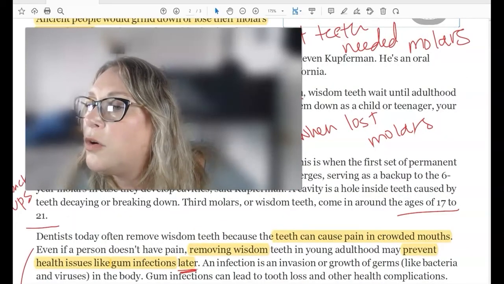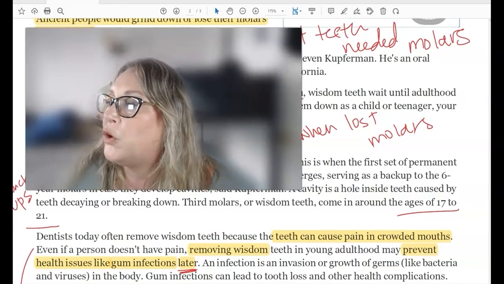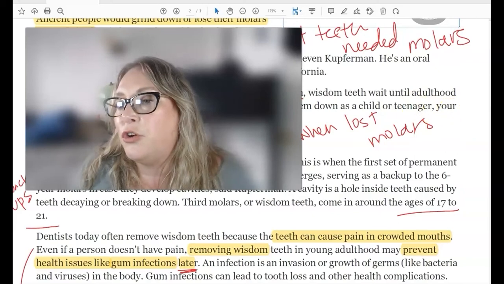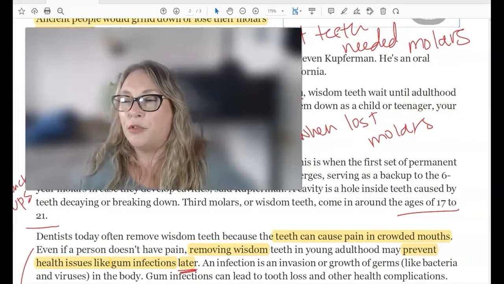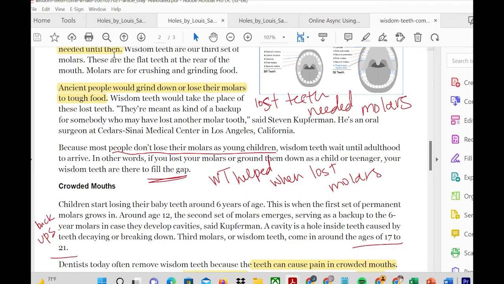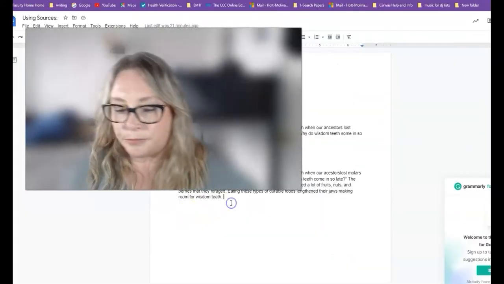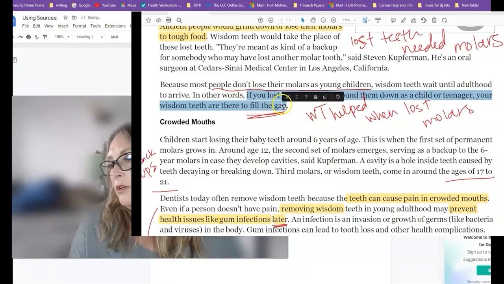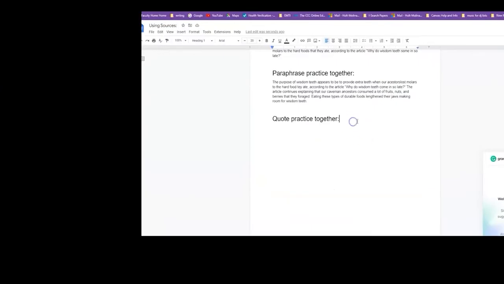Right, where I said, I didn't actually underline this, but I like, if you lost your molars or ground them down as a child or teenager, your wisdom teeth are there to fill in the gap. So that seems the real purpose of wisdom teeth. And then I like the way that they say it, like fill in the gap, right? I didn't say that myself in the same way. They talk about children and teenagers. So I'm going to actually use that particular quote. So here, let's go ahead and put it together. So go back to your Google Doc to practice together. You know I'm going to use that quote. So I'm actually going to come through. I'm going to probably copy it.